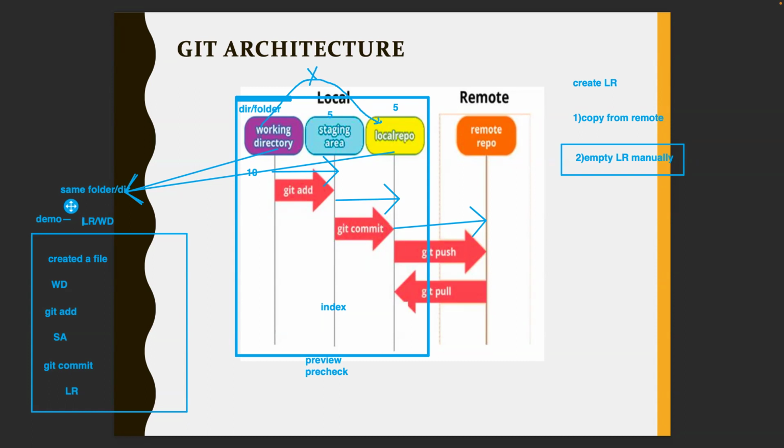Understood this? You just created a file and kept it there, which means it's set to be in the working directory only. You call that a working directory. When you add them to the staging area, you say that it's in the staging area. When you commit, then you say it's in the local repository.